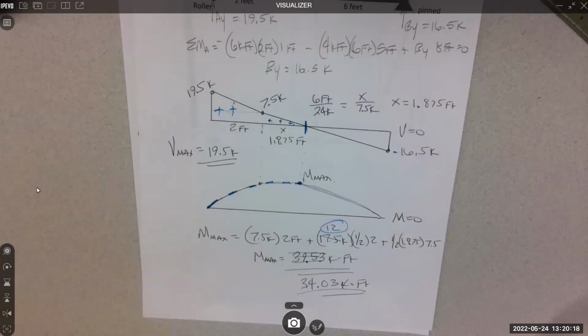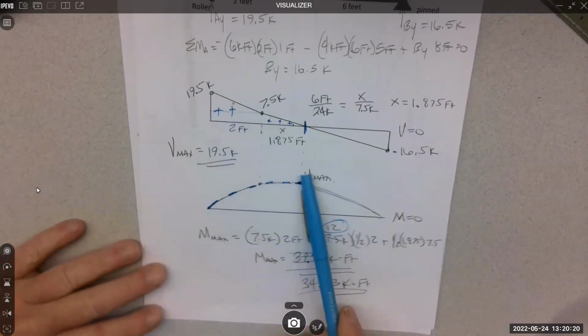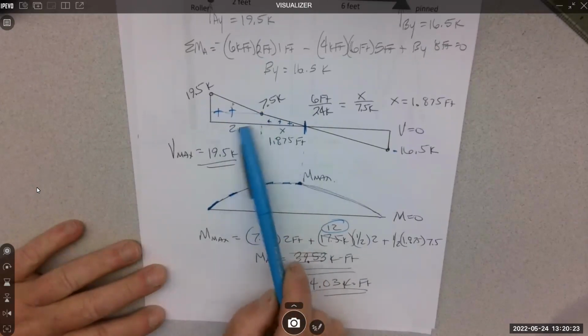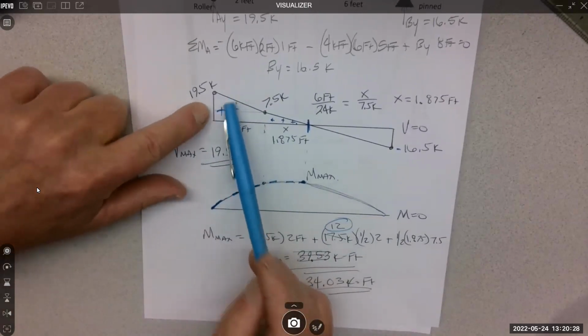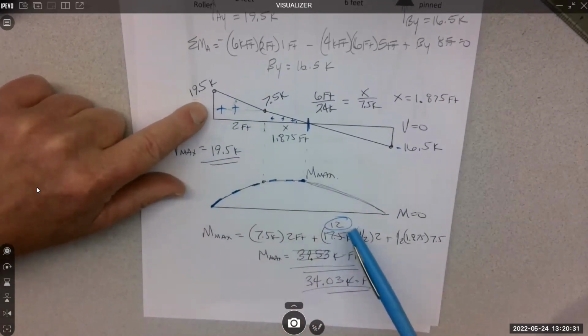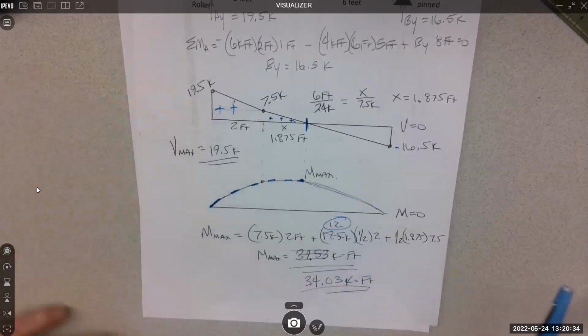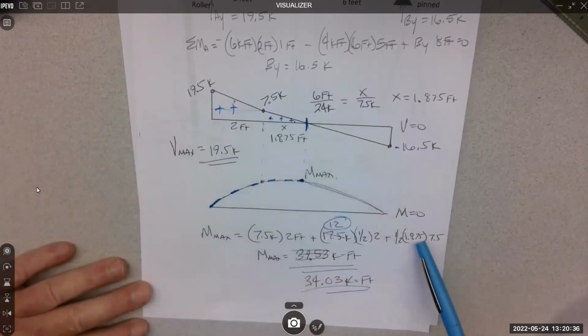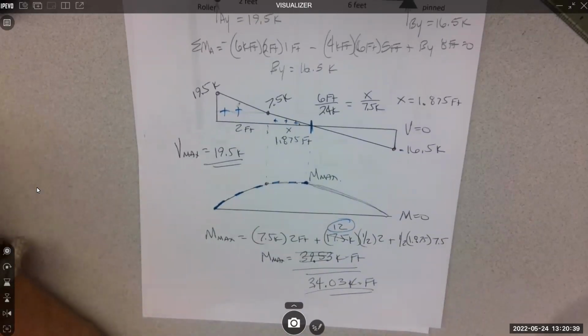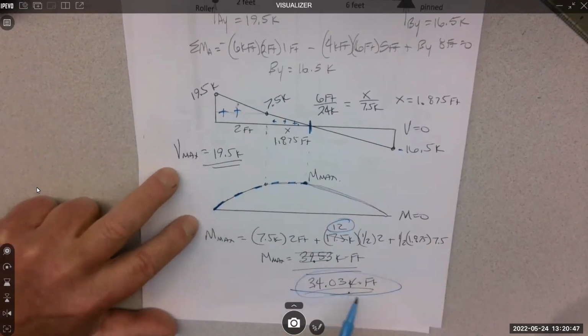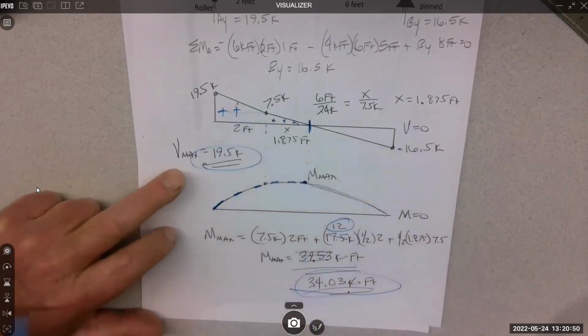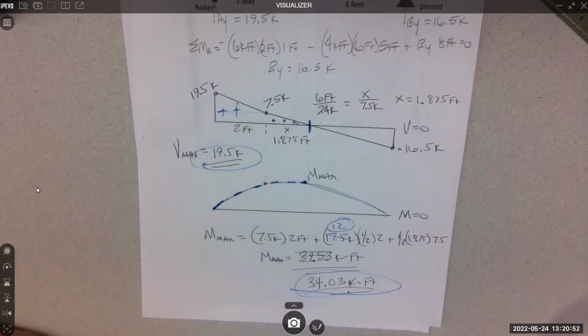Yeah, and then I did areas again to get my moment. So I just did a rectangle, 2 times 7.5. And then I did this triangle, but I did it incorrectly the first time. It's 12, 1/2 and 2. And then I did this little triangle, 1/2, the X value and 7.5. So that gave me 3403 kip feet. That's going to be the M max for bending stress. And the largest number in the shear diagram gives us the shear force for shear stress.